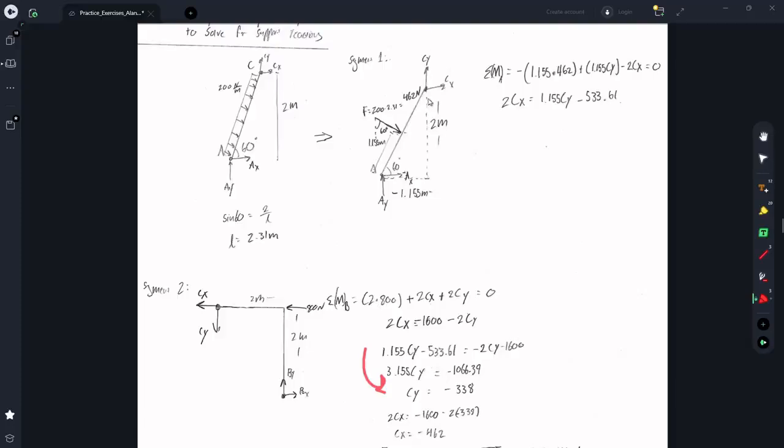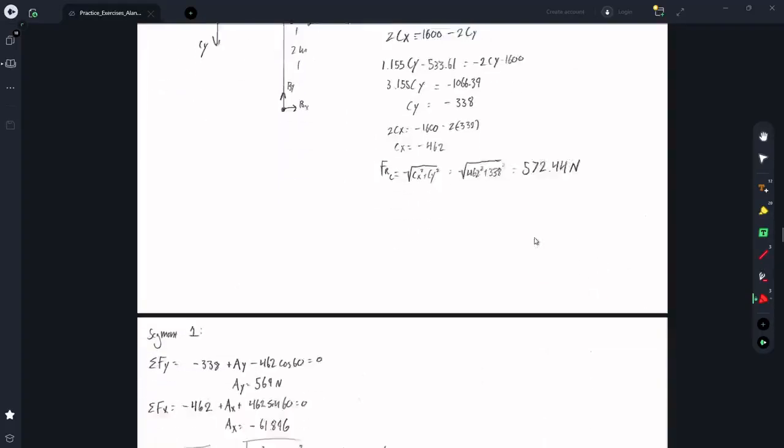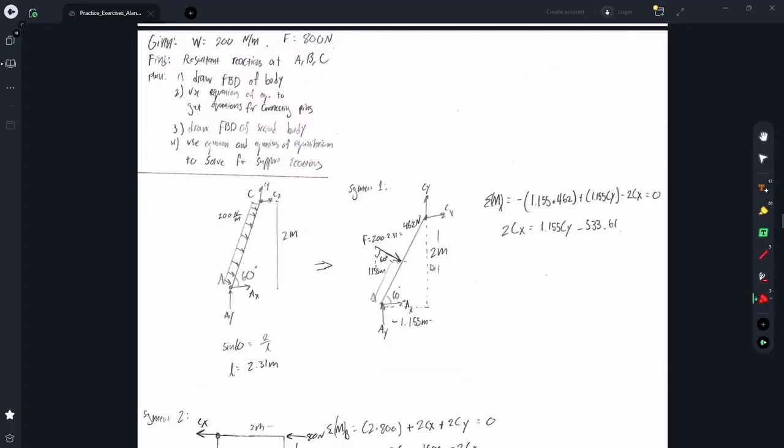All that means is that the directions we assumed for CX and CY were wrong. To get the resultant force, it's just the magnitude of the vector CX, CY, so the square root of CX squared plus CY squared, which is 572.44 newtons. Now that we have CX and CY, we can go back to the original body and use the other 2 equations of equilibrium, the sum of the forces in x and the sum of the forces in y. We can do that now.